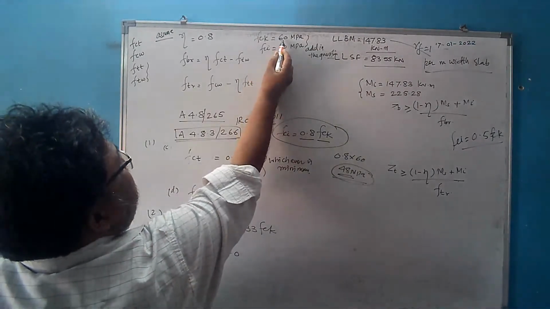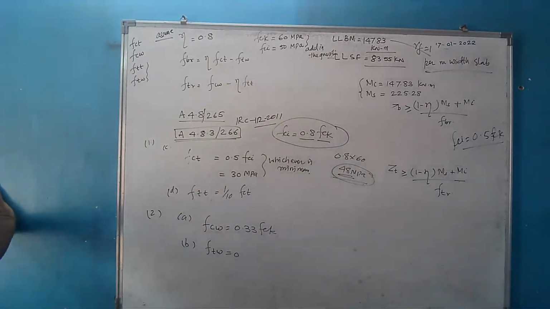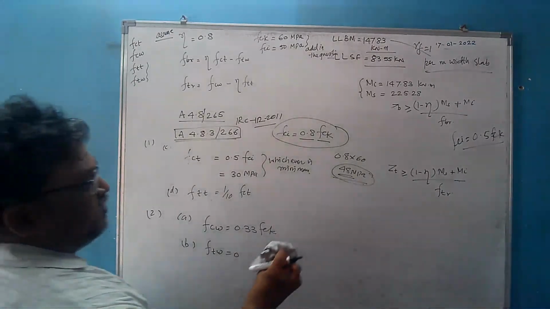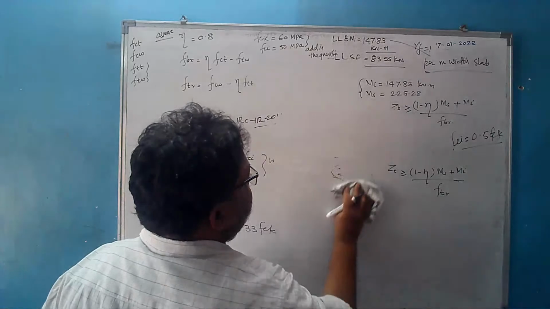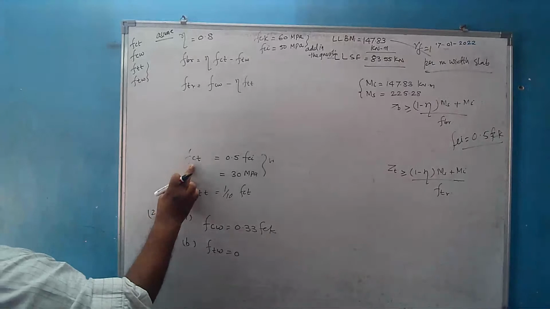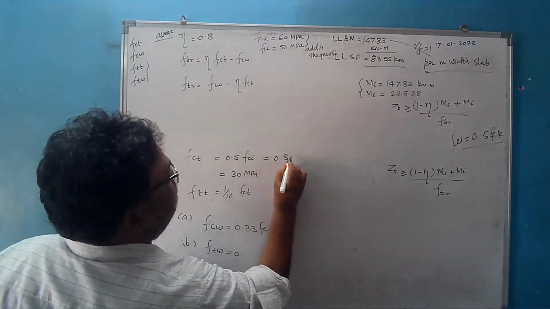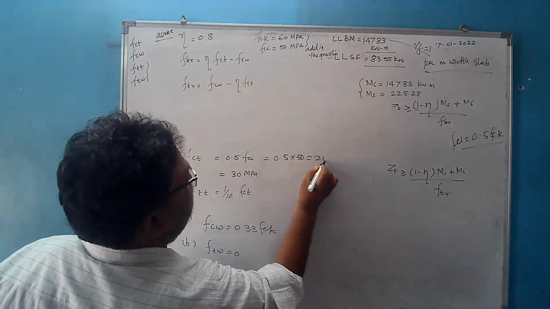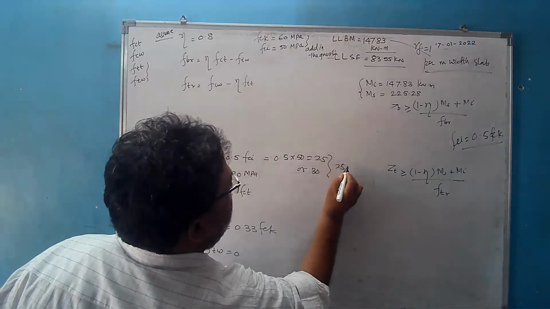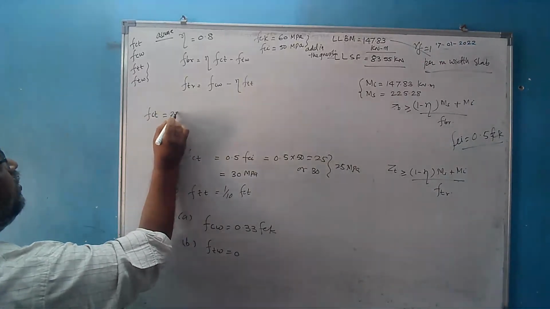So FCK is 60 MPa, say FCI is equal to 50 MPa. Initial strength of concrete must be minimum 80% of the characteristic compressive strength. Fine. चलिए, now determine this FCT. 0.5 times of FCK, FCI. 0.5 multiplied by 50, that will be equal to 25, or this is 30. The lesser of the two we have to consider, so that is 25 MPa. So we have got the value of FCT is equal to 25 MPa.